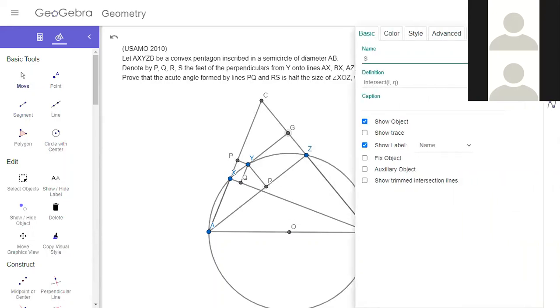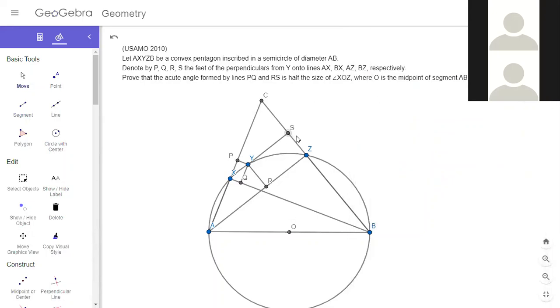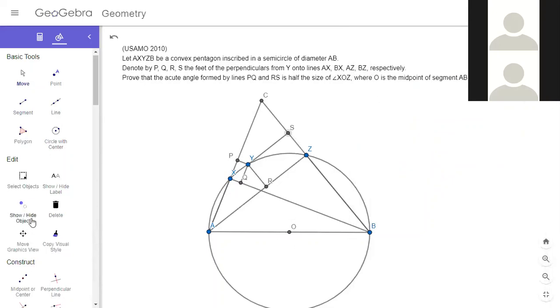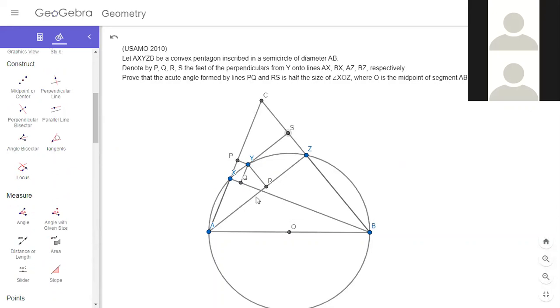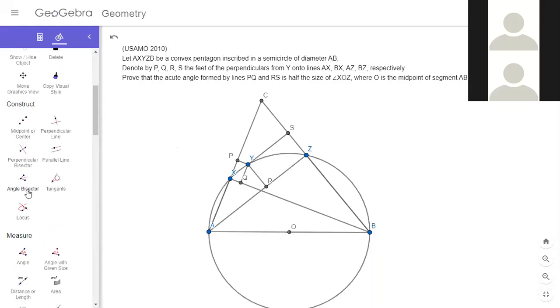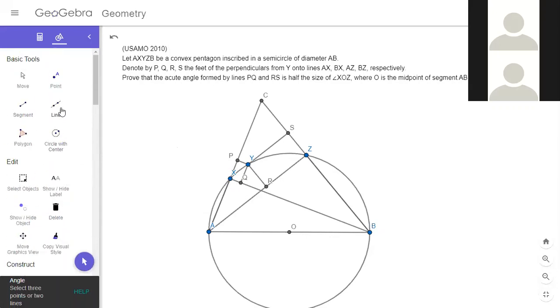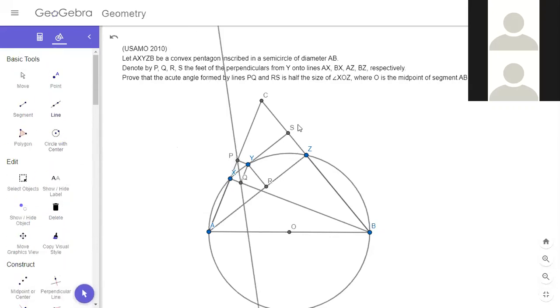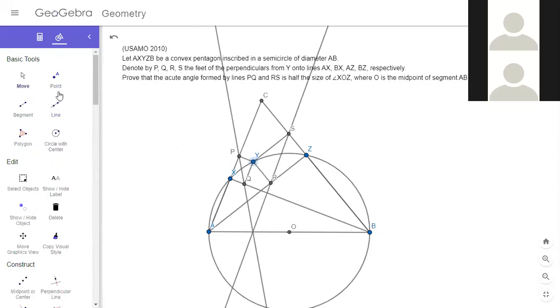Prove that the angle between PQ and RS is half of angle XOZ. Interesting. It does seem solvable by angle chasing. So angle XBZ is half of XOZ. So I just need to check that those are equal. So the angle between PQ and RS, that lie on AB, yes. So we'll prove that.